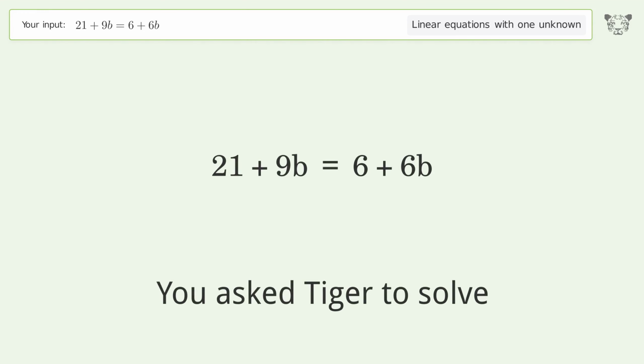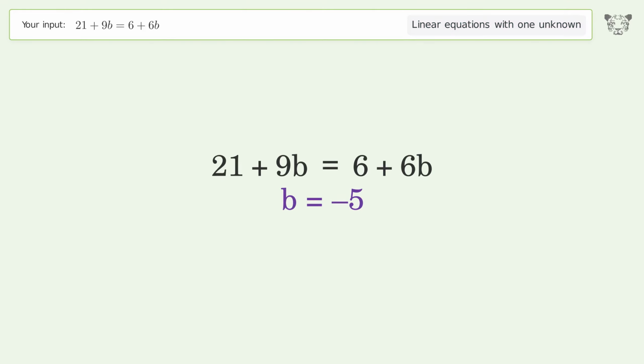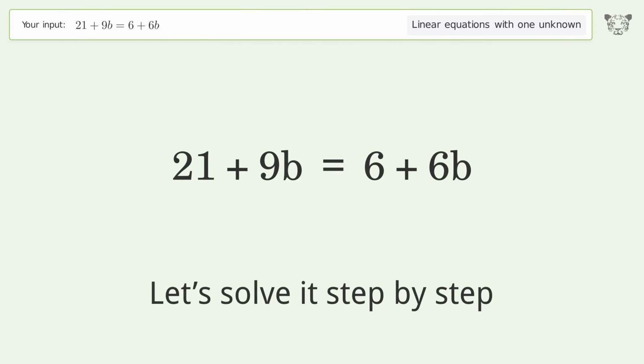You ask Tiger to solve. This deals with linear equations with one unknown. The final result is b equals -5. Let's solve it step by step.